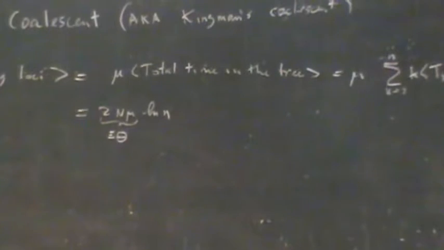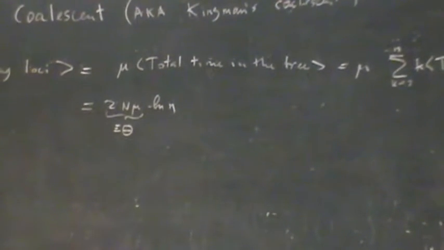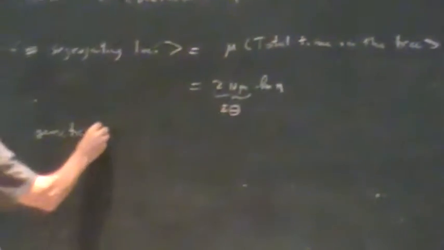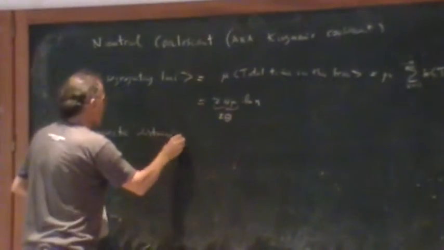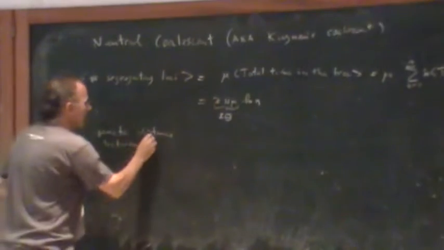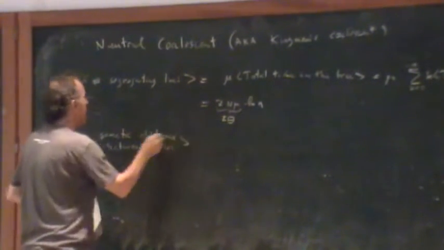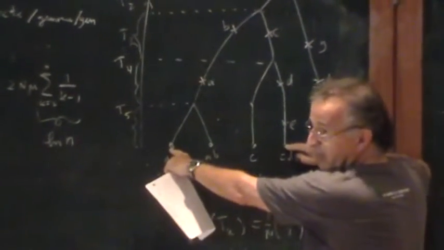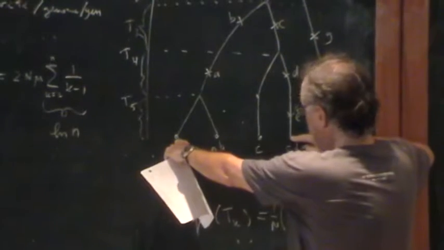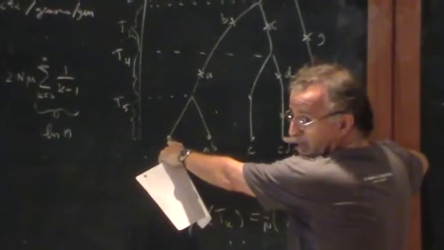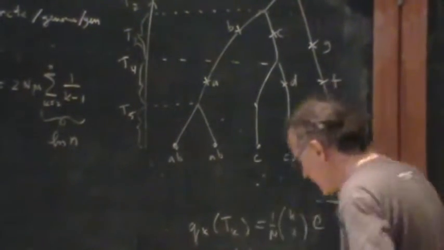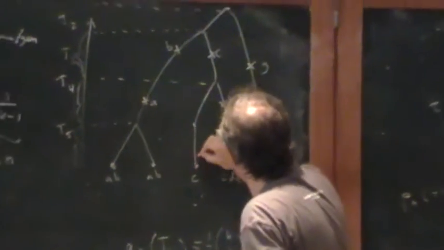Okay, there are other interesting things. We can ask, what is the average genetic distance between pairs? So now our question is, pick any pair of samples, and ask, how many places are they different? Well, let's pick, for example, this pair.